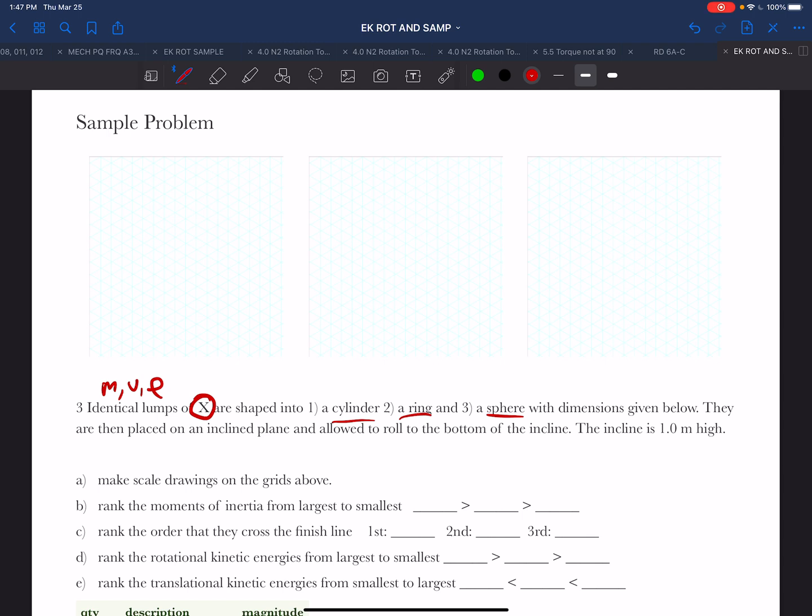They are placed on an inclined plane and allowed to roll down to the bottom of the incline. We've seen videos about this sort of thing. We're told this is 1 meter high, and these things are going to roll down the hill like so. So the first thing that we're asked to do is to make scale drawings on the grids above. Now these grids are what we call isometric graph paper. And we could call them 3D.